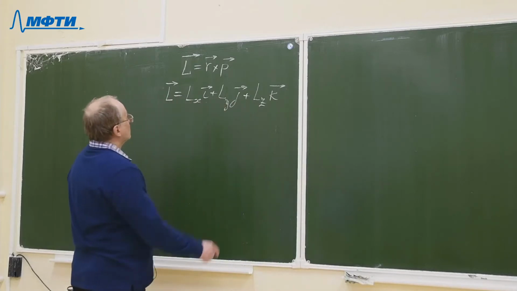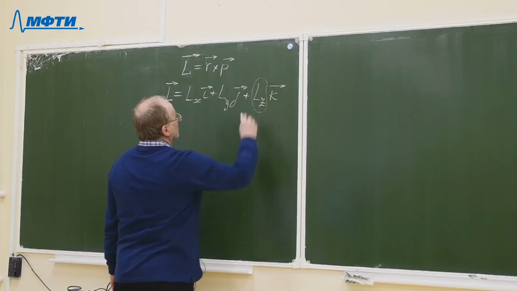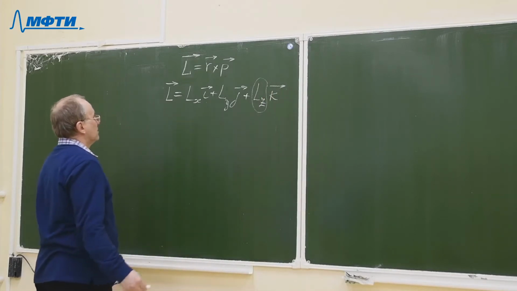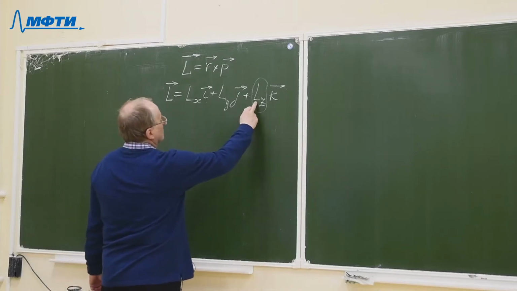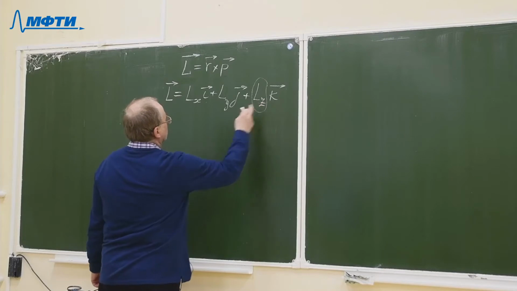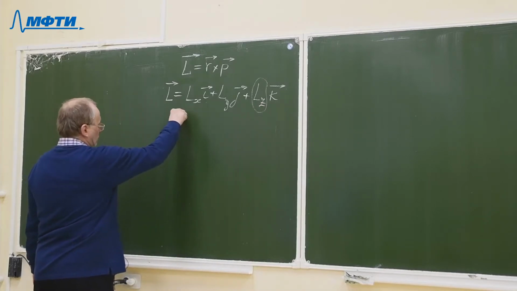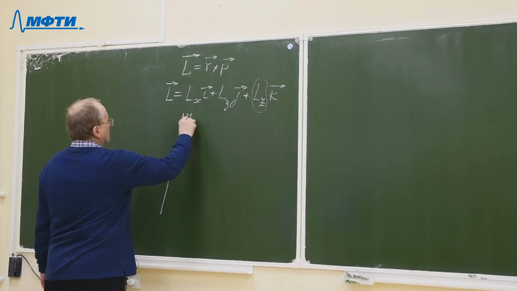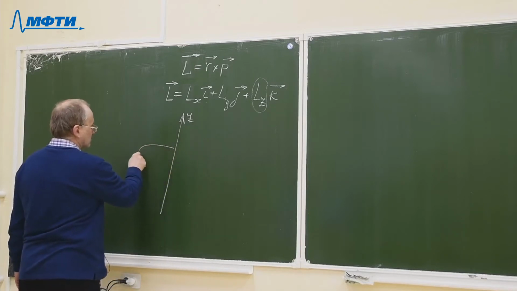So, what is the component of this vector? For example, what is this single component? How can we imagine it? How can we understand it? If this component is directed along the z-axis, then let's draw a picture showing this z-axis and some rotating body.